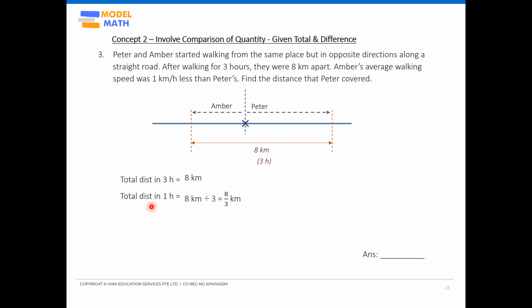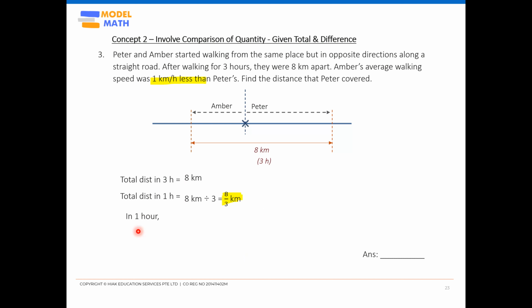Now, since I have the total distance in 1 hour, and if we look back at the information here, 1 km per hour less than Peter. So we have the total distance in 1 hour, 8 over 3 kilometers. We also have the difference in distance in the same 1 hour. Since I have the total and the difference, I can now go on to draw a very simple comparison model, like what you learned in lower primary. So this model will be what we call a 1 hour model.